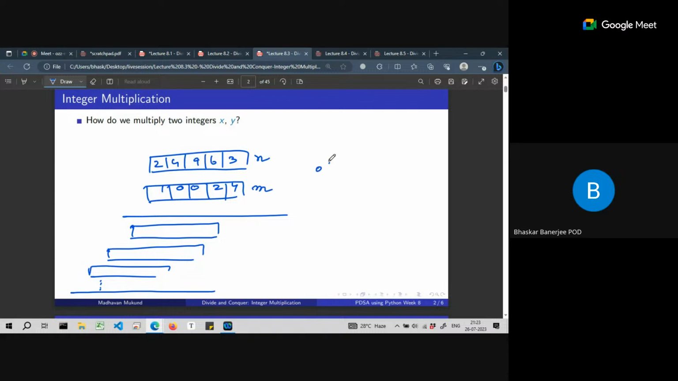So this would take you order m into n time, or if both of them are in terms of the same variable, this is basically order n squared time. So that's quadratic time work that you need to do. Why is it n squared, by the way? Because as you can see, for every number I have to go through all of them.